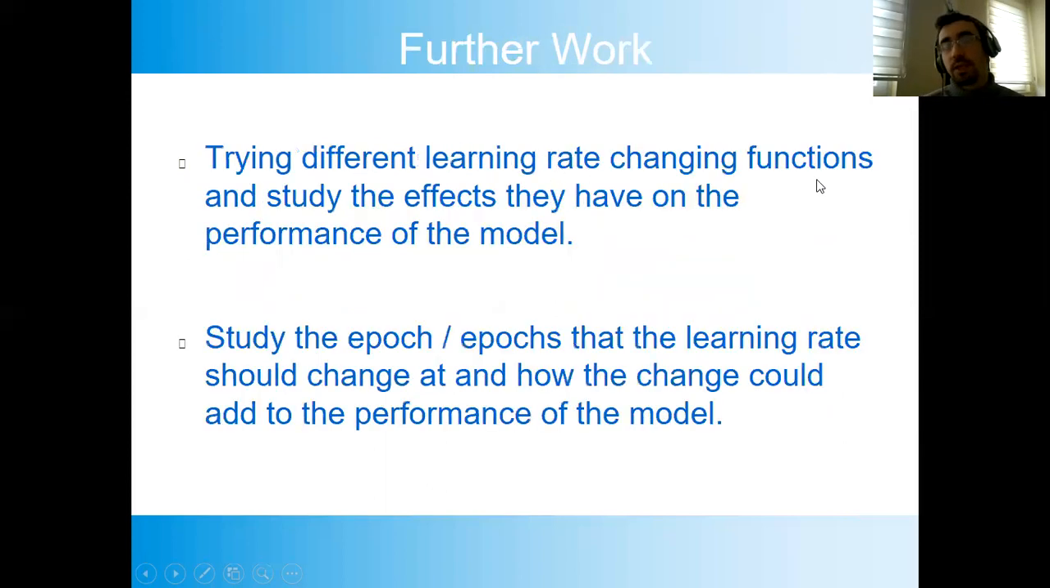Further work can be trying different functions for the learning rate. So I tried changing it by a factor of 0.1. You can try by 10, sorry. You can try different other factors. You can try at different epochs while doing the model. I tried the 34th epoch. You could probably try 35, 100, or whatever epoch, and then you check the accuracy again and the loss function.